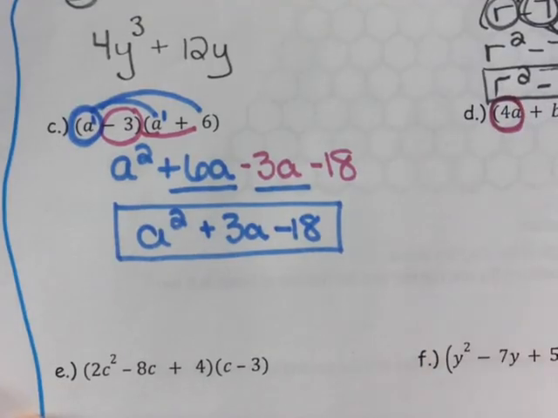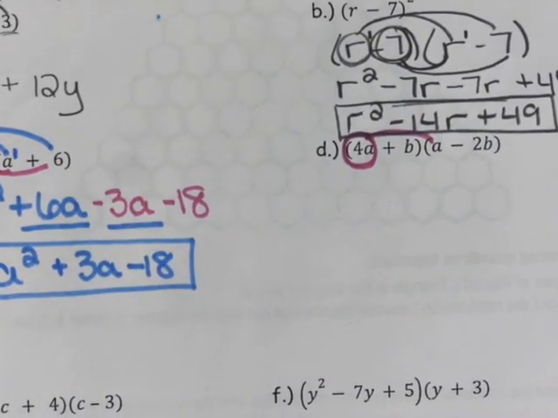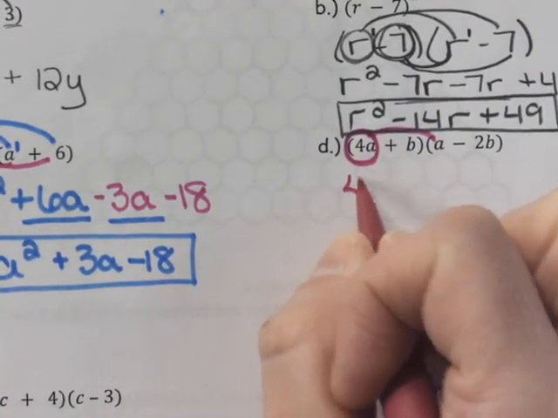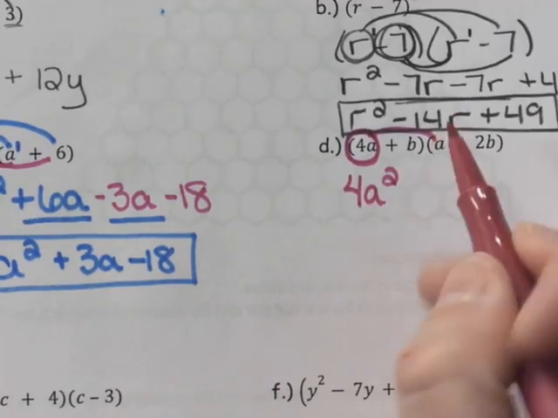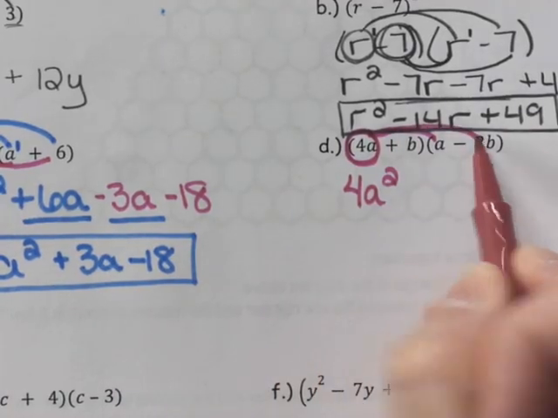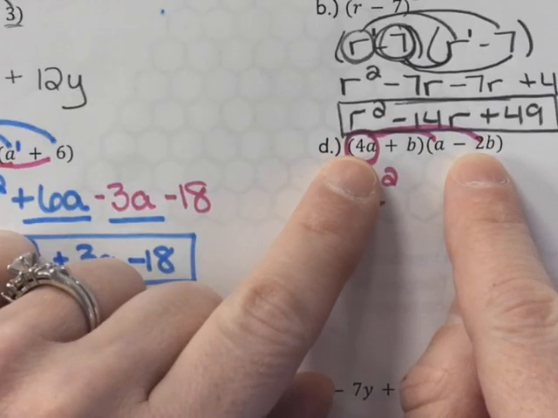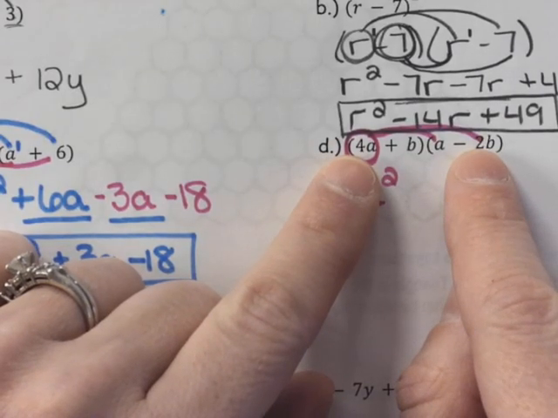All right, so 4a. Let's start here. 4a, and we're going to distribute it in. 4a times a is what? 4a squared. All right, here we go. Let's move here. Oh, we've got two variables now. Let's start with just the numbers. 4 times -2 is what?